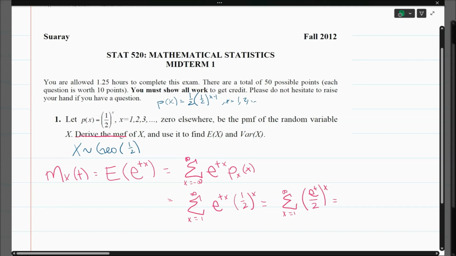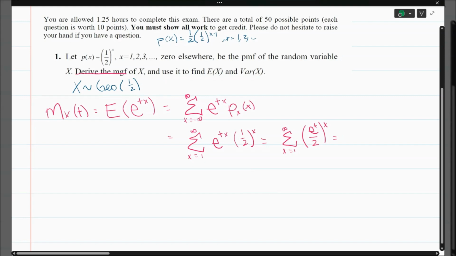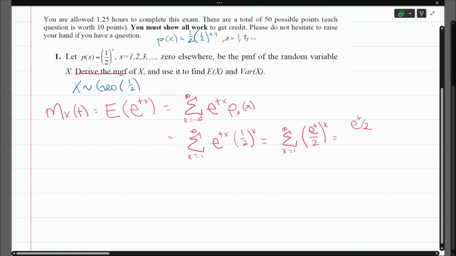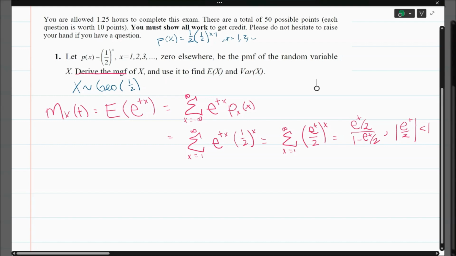Now this expression looks like a geometric series, right? And so a geometric series always ends up summing up to the first term over 1 minus the common ratio, provided e to the t over 2, the common ratio, is less than 1. All right, so that is our MGF, okay? We're going to use that MGF to find and derive what our expected value is.